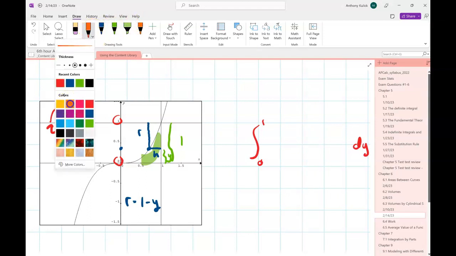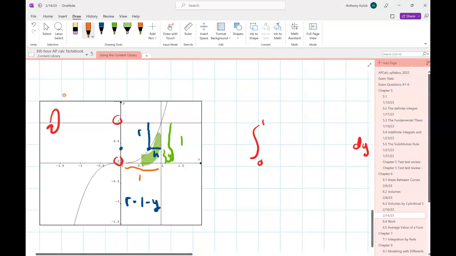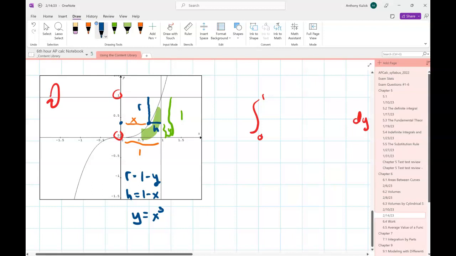Similarly, we know that this distance is 1, and this distance is x, so h is 1 minus x. But I don't want it written with an x in there. I need to be integrating with respect to y, so I have to rewrite x in terms of y. So the equation for that curve was y equals x cubed. So I know x is the cube root of y, and I'm just going to write it as y to the 1/3.